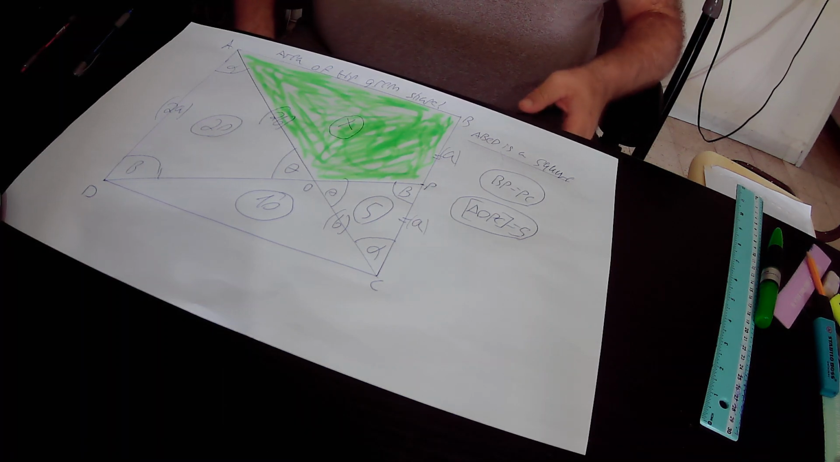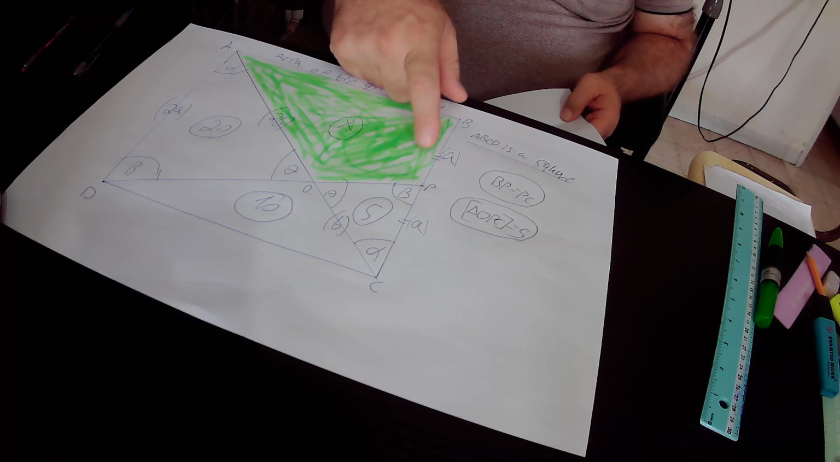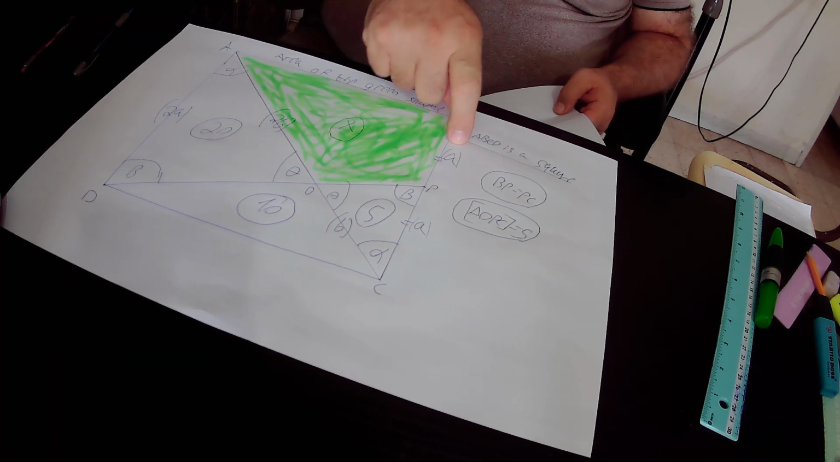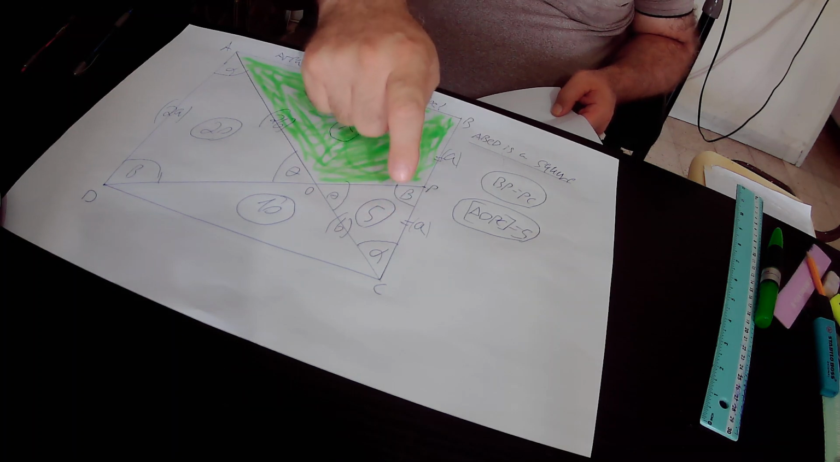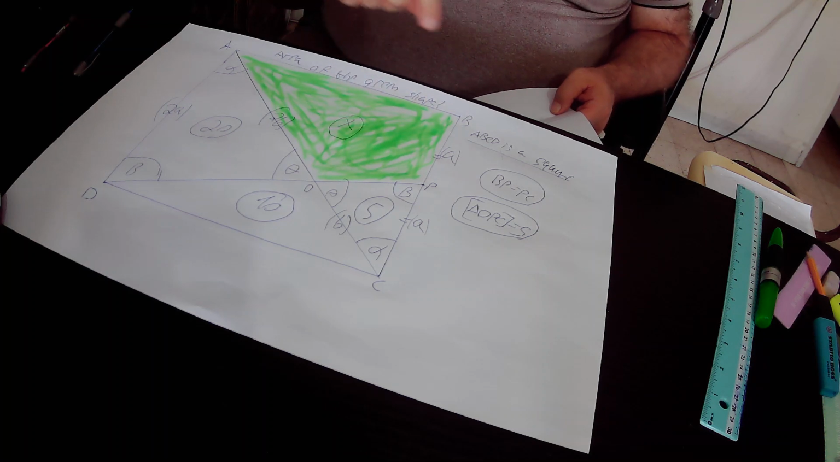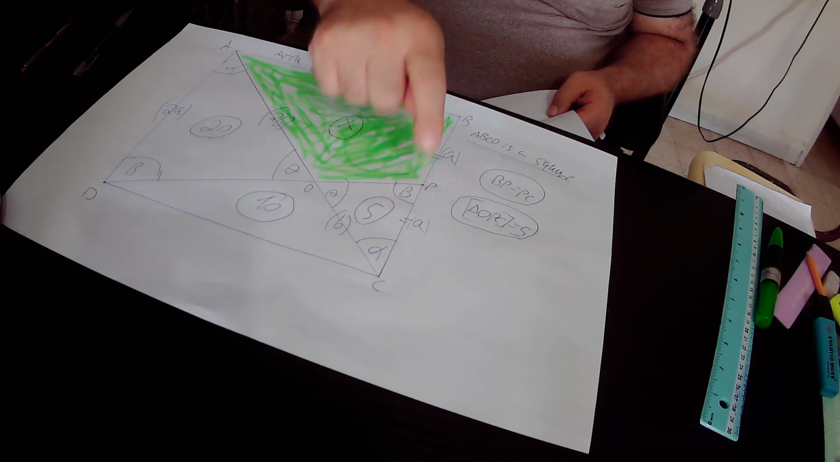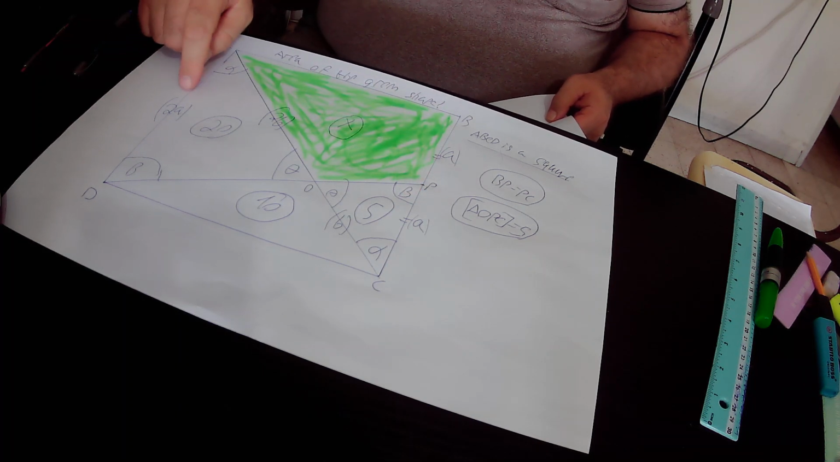So first of all, we define line BP as A. PC also, BP equals PC, therefore PC must also be equal to A. You know that all the sides of the square are equal to each other. BC is A plus A, that is 2A, therefore AD must also be equal to 2A.